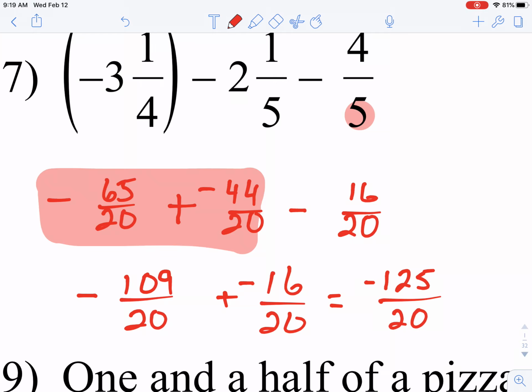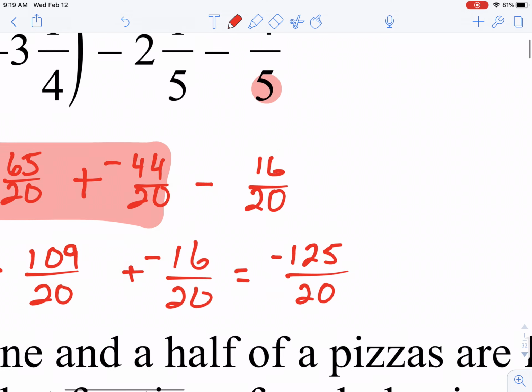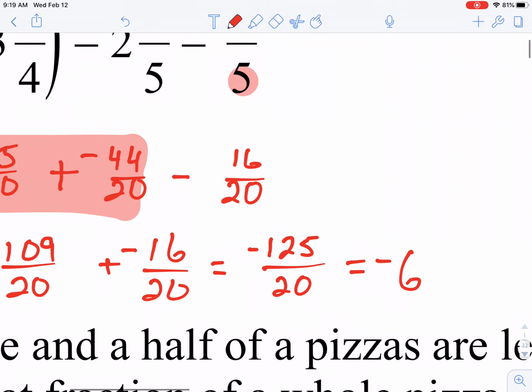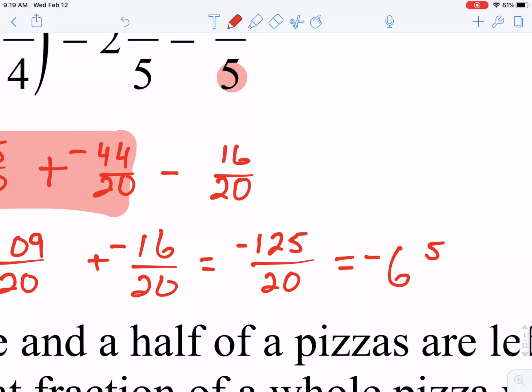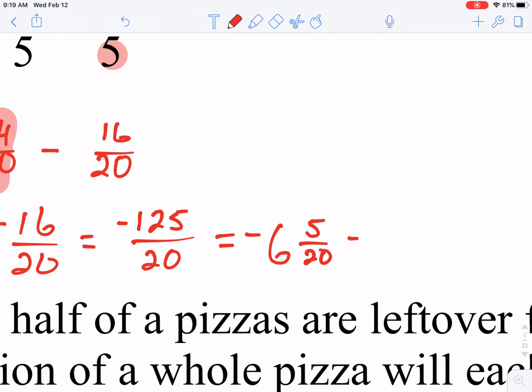It's over 20. I want to reduce this back to a mixed number. So I know that 20 goes into 125 at least 6 times. It stays negative, which is going to leave me with 5 over 20. Now, I'm not finished because 5 over 20 actually reduces and it gives me negative 6 still. But if I divide both by 5, I get 1/4. And that is your final answer.